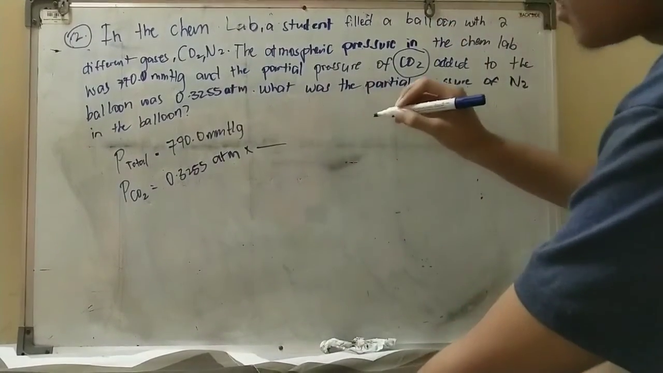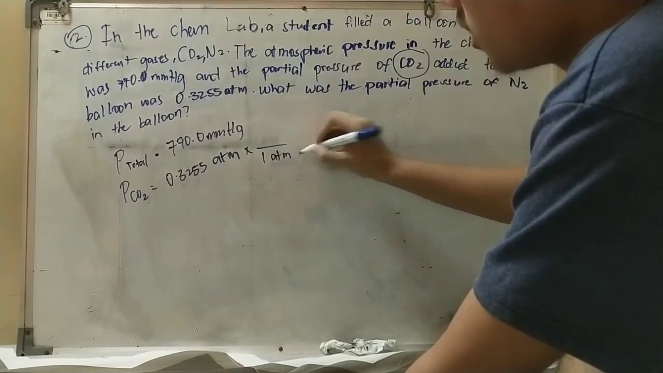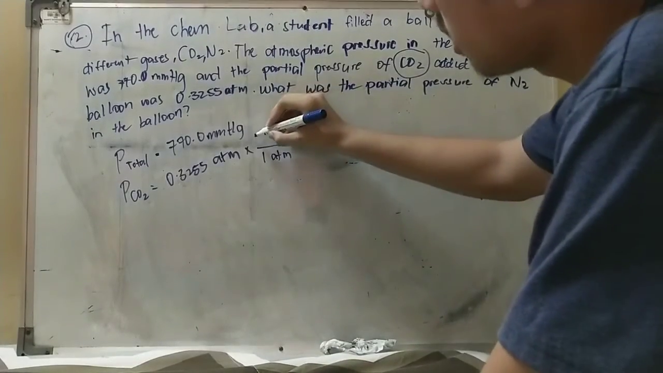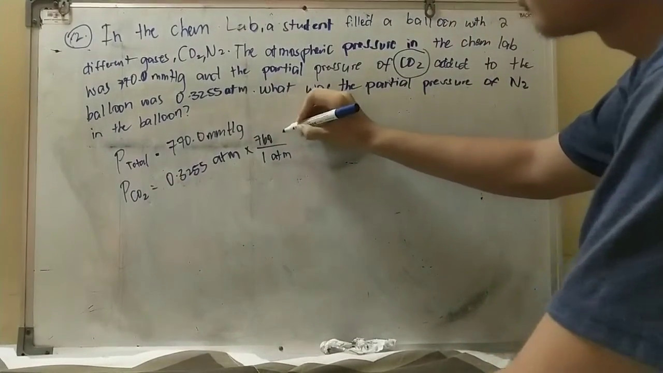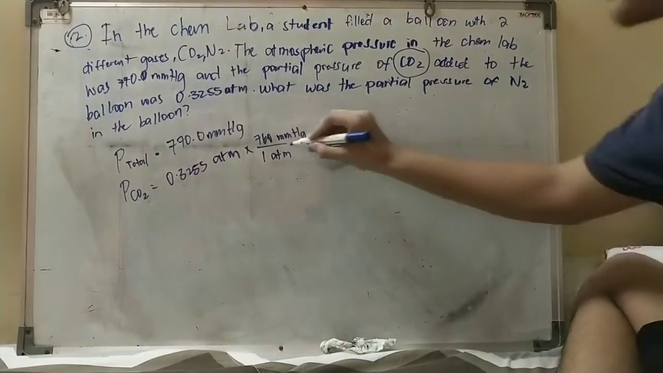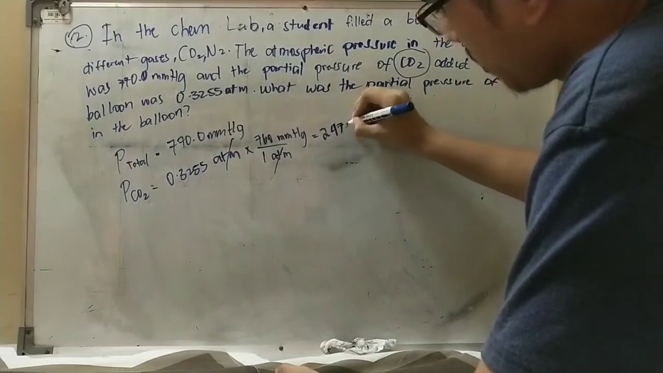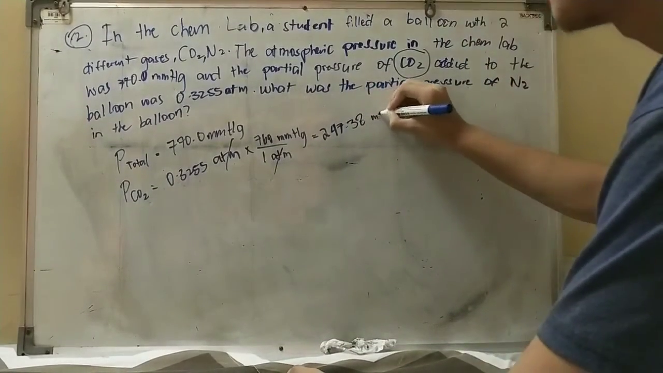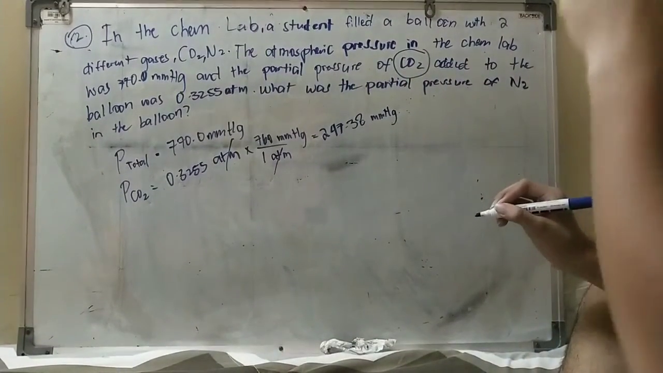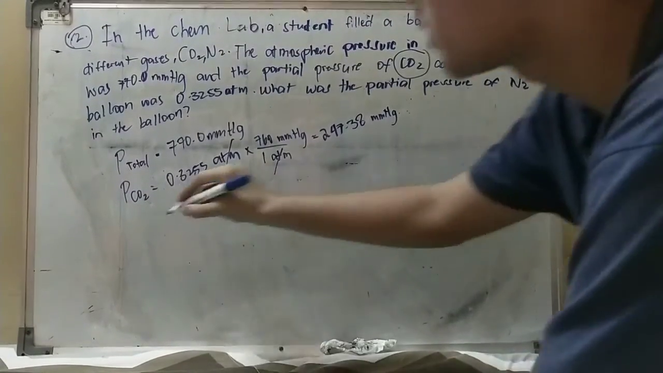So when you're converting something, you put 1 and then the unit you want to cancel in the denominator, and you put the value it is equated to in what you want it to be converted to. So let's cancel this out. 247.38 mmHg. So that is our converted pressure. Then what is missing? The partial pressure of N2.